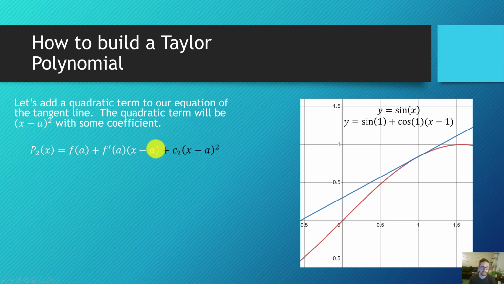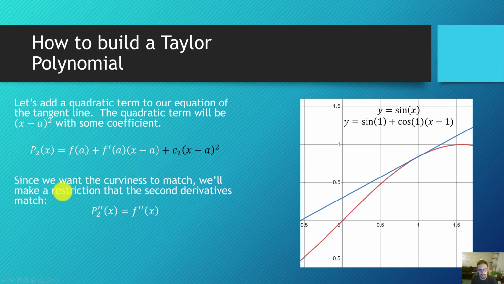So when we add a quadratic term to our equation of the tangent line, it becomes this. I highlighted it in black here. We just add c2 times (x minus a) squared. But we don't yet know what c2 is. However, we can make a restriction. Since we want the curviness to match in our approximation polynomial function and the complex function, we'll make a restriction that the second derivatives have to be equal. We are stating that they are equal.